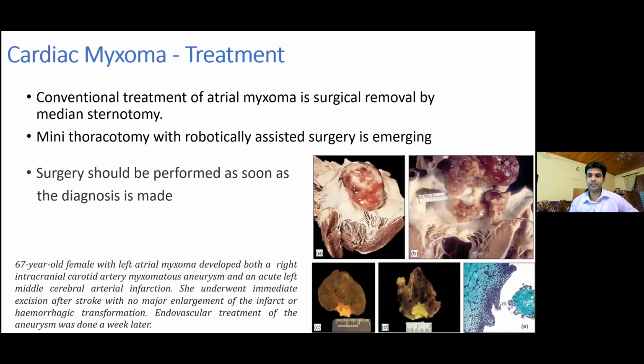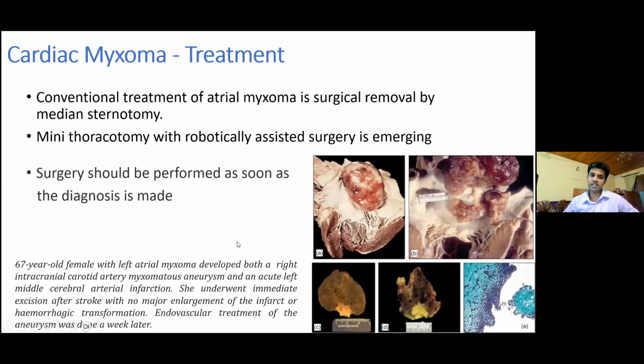So what's the treatment? What's the rush in diagnosing this condition? It is because treatment of myxoma is by surgical resection, and the surgery should be performed as soon as the diagnosis is made. And mini thoracotomy with robotically assisted surgery is emerging in developed countries.